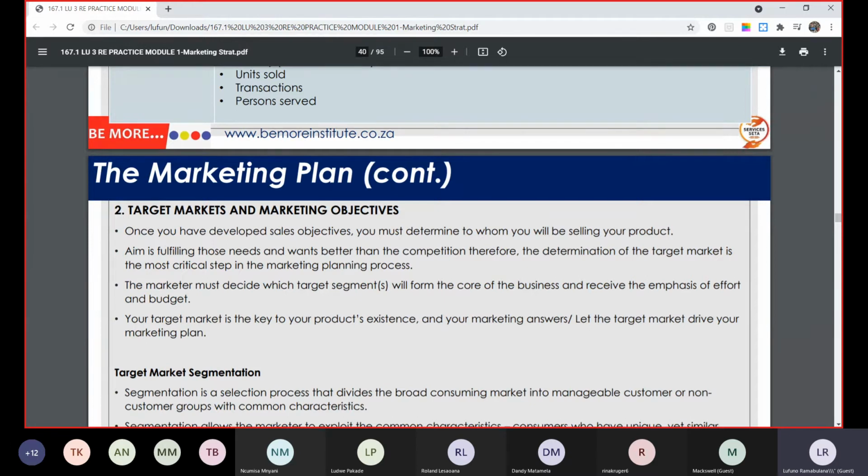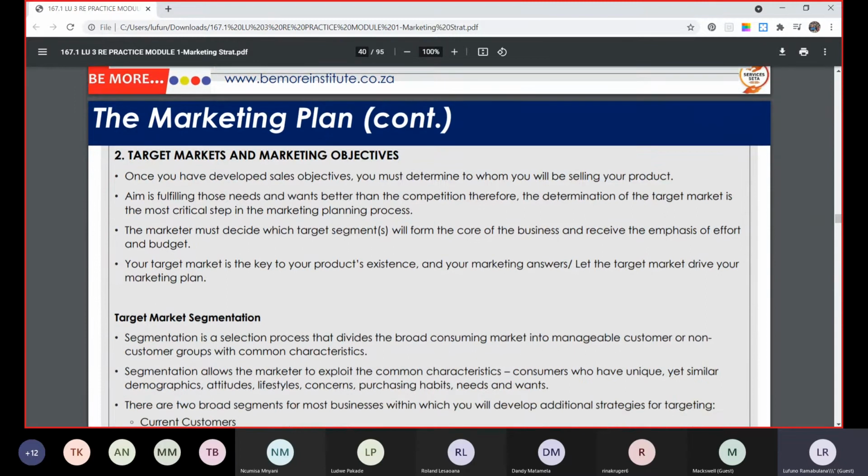Your target market and marketing objectives. Once you have developed the sales objectives, you must determine to whom you will be selling your product. Aim at fulfilling those needs and wants better than the competition. The determination of the target market is the most critical step in the marketing planning process. The marketer must decide which target segment will form the core of the business and receive the emphasis of the effort and the budget. Your target market is the key to your product's existence. In your marketing answers, let the target market drive your marketing plan.